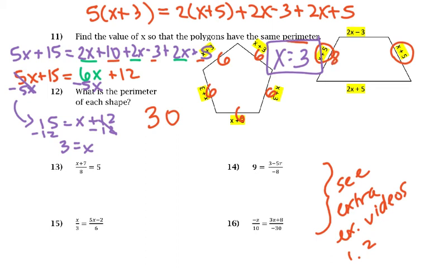So 3 plus 5, that would be 8 and 8. 2 times 3 is 6. Minus 3 is 3. And 2 times 3 is 6 plus 5 is 11. So 3 plus 11 plus 8 plus 8. Is that equal to 30? If it's not, then you did it wrong.